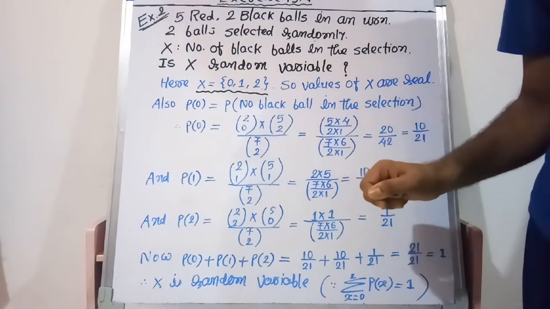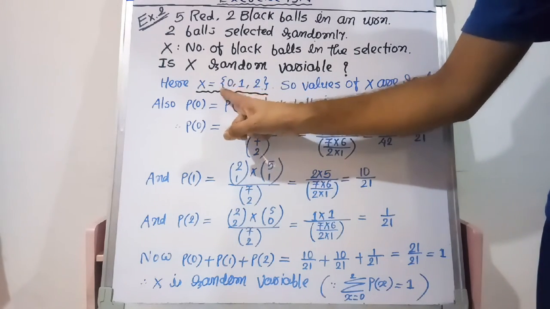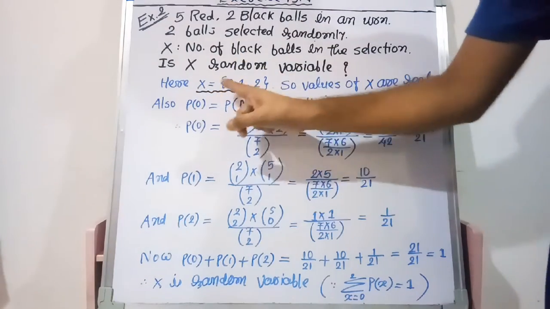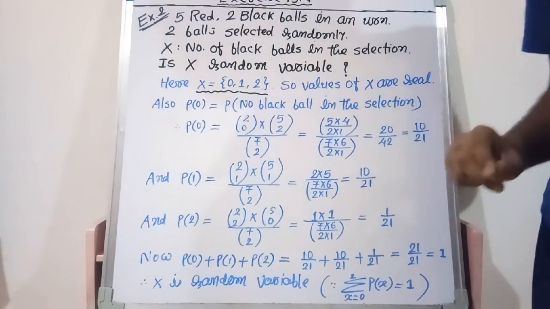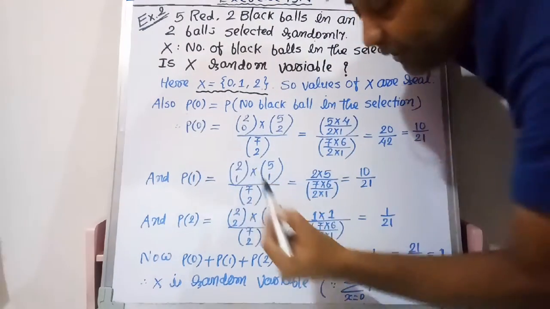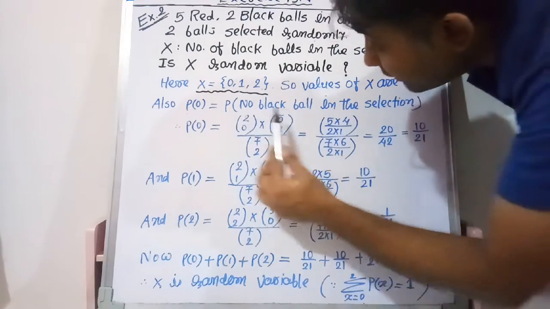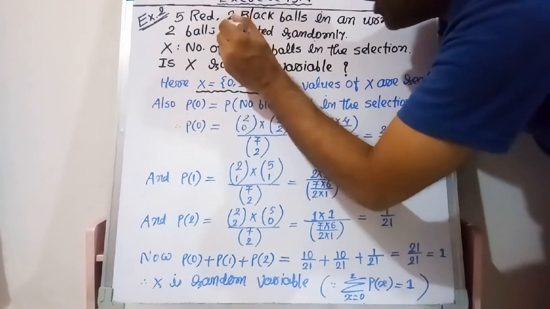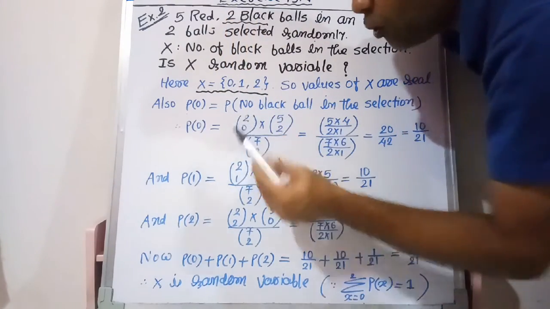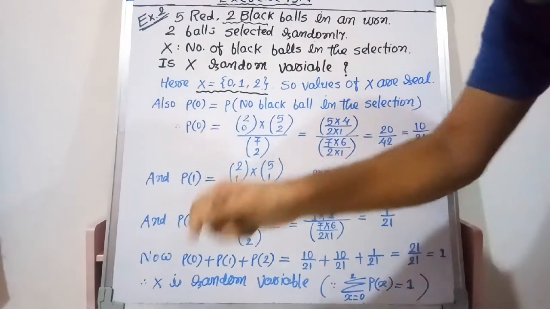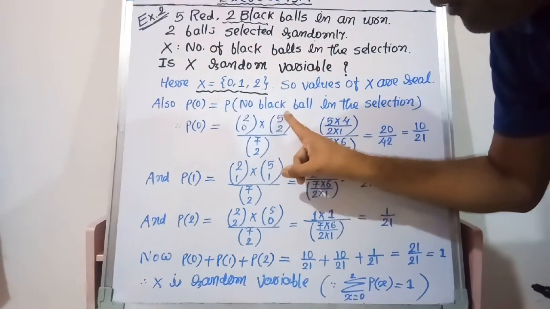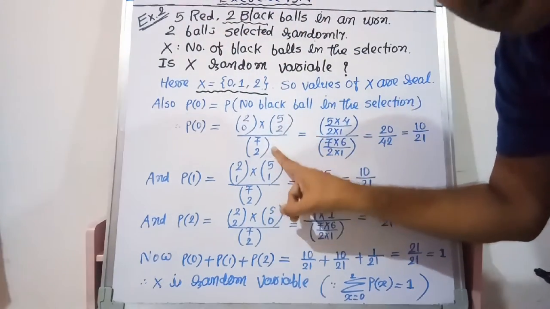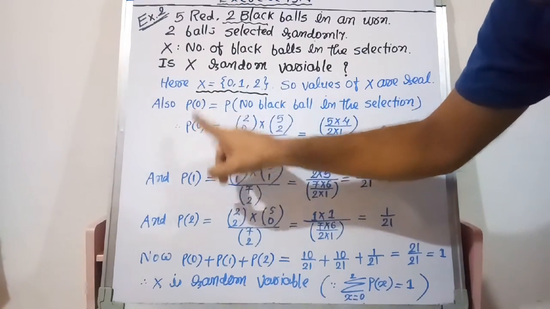Now is it a random variable or not? That's why we have to find the probability for all these possible values of X. We have to find whether the sum of all these possible events is 1 or not. So let us start with the probability of getting 0. It means the number of black balls in the selection is 0. There are only 2 black balls, so there are 0 in the selection. How can we decide that both are red? There are 5 red balls, so 5C2 upon the total 7C2 is the probability that there are 0 black balls.